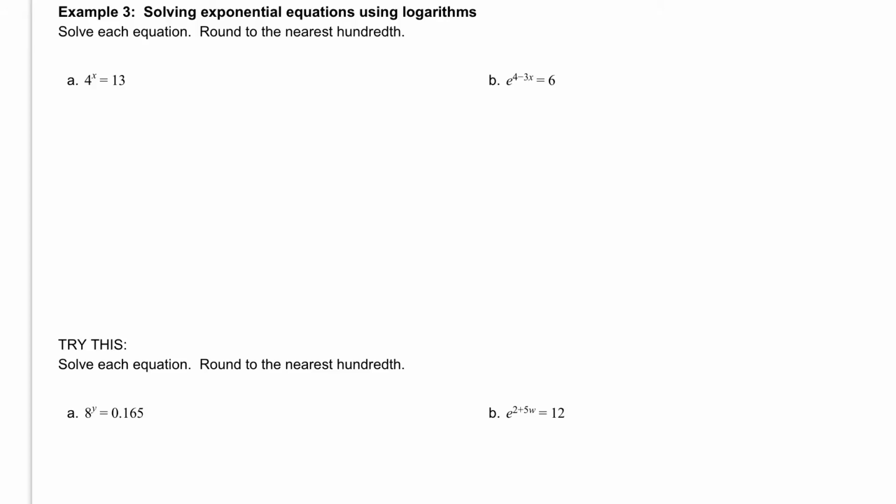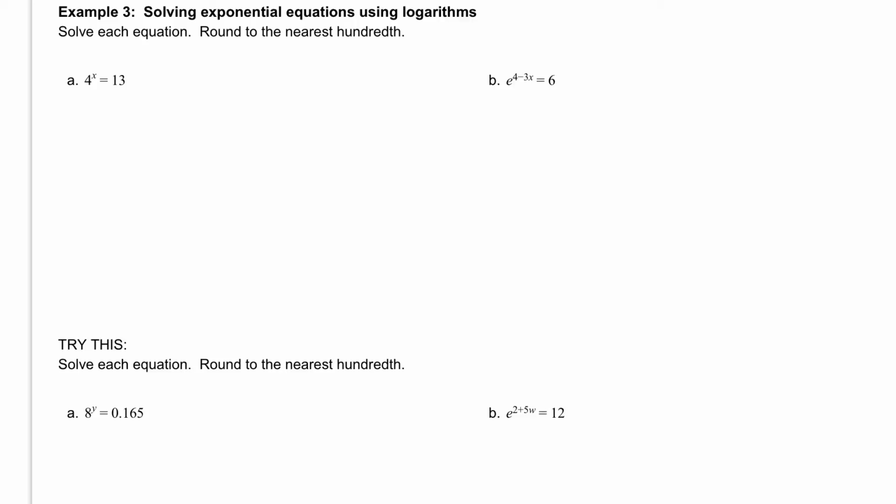In this last example, we're going to solve exponential equations, but what you'll be able to tell is that we can't get the bases the same. If we look at a base of 4 and a base of 13, there's no nice base that we can get to get 4 and 13 to be the same. So if that happens, what we can do is use our inverse function, which is our log function.